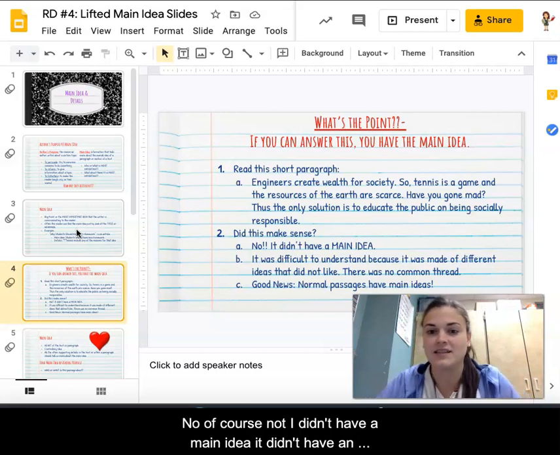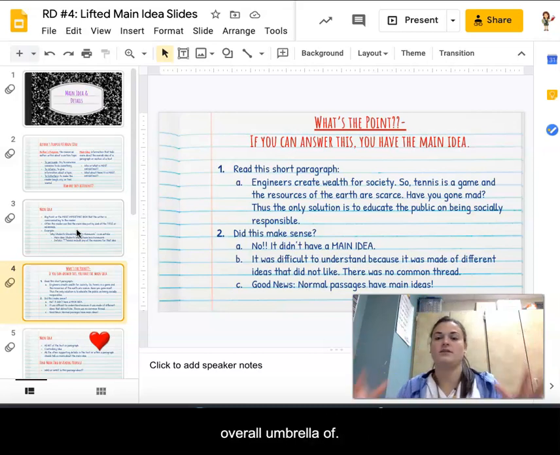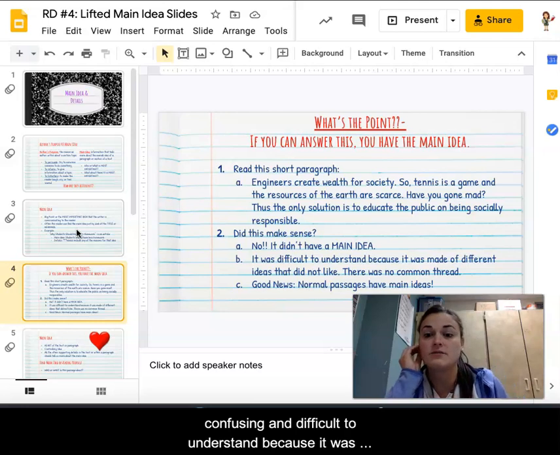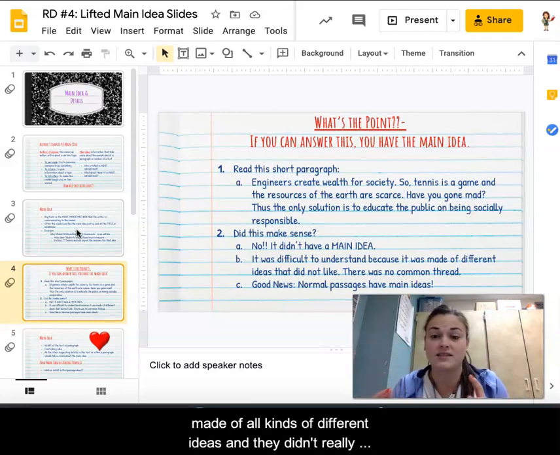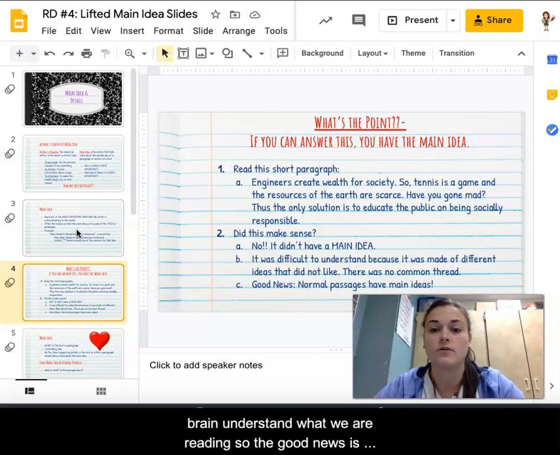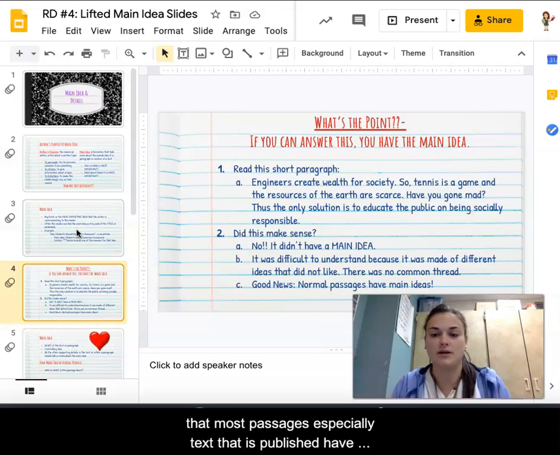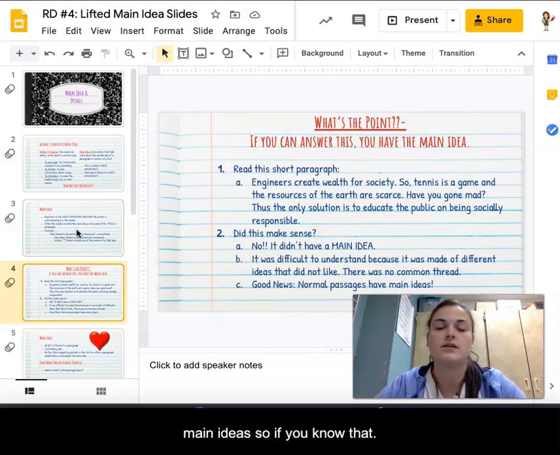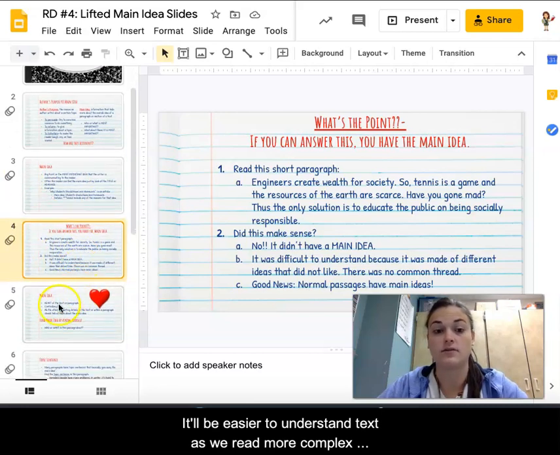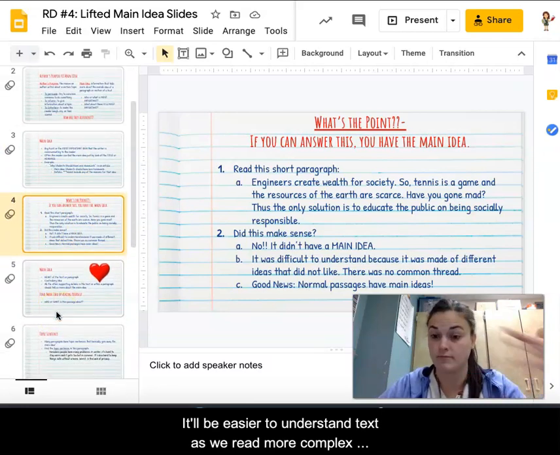It didn't have a main idea. It didn't have an overall umbrella to focus the paragraph. It was super confusing and difficult to understand because it was made of all kinds of different ideas that didn't really seem similar. There was no common thread to help our brain understand what we were reading. The good news is that most passages, especially published text, have main ideas. If you know that, it'll be easier to understand text as we read more complex text as we get older.